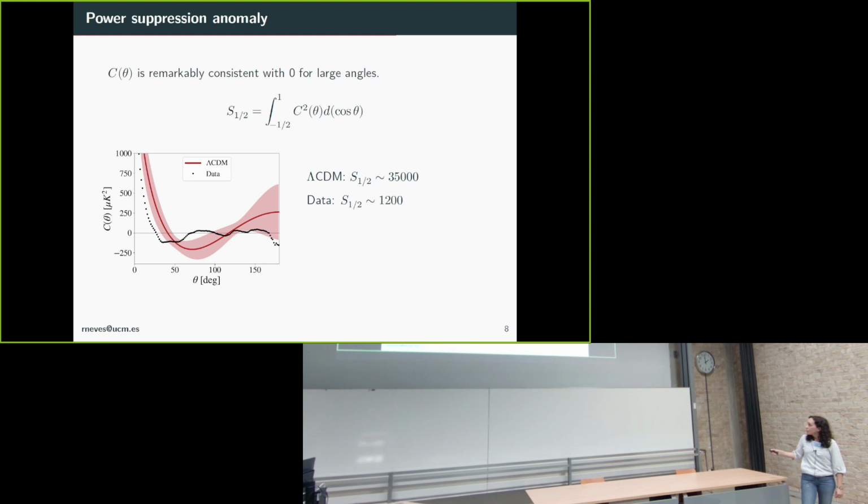Concretely, this estimator is around 35,000 in the standard model, and the measurement of the data is 1,200. So this means that our realization of this universe, the one we're observing, seems like a very unlikely realization of the model. But to know how unlikely, we need to study the p-values, so the distribution of this estimator. And this is what we do, I hope.